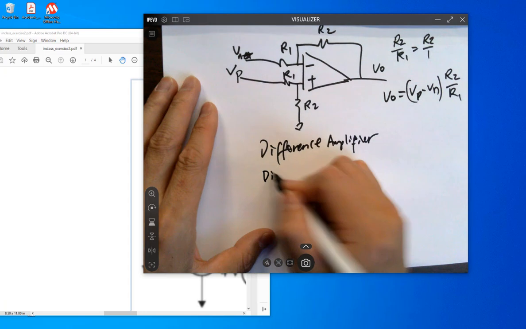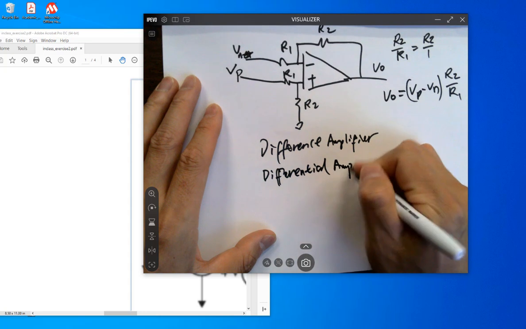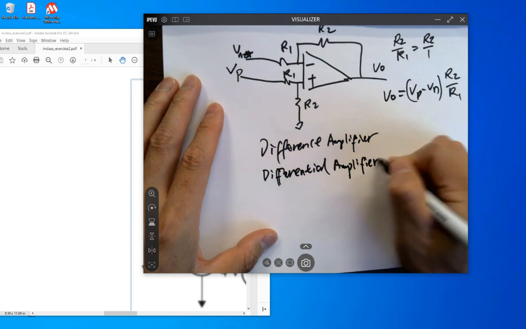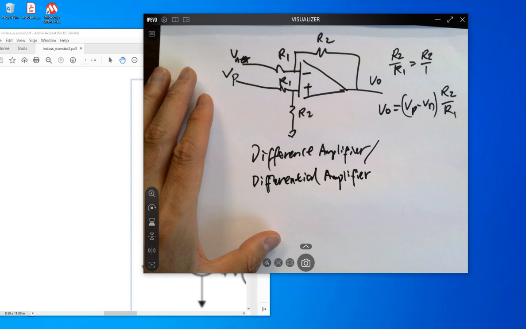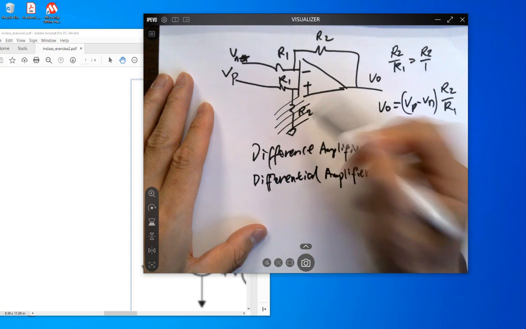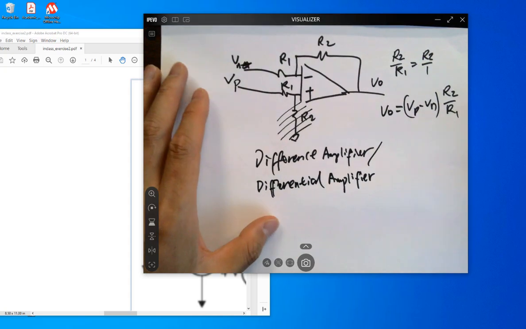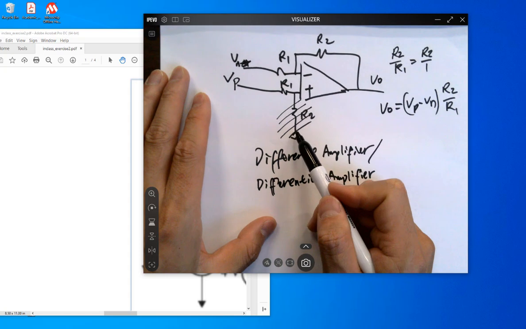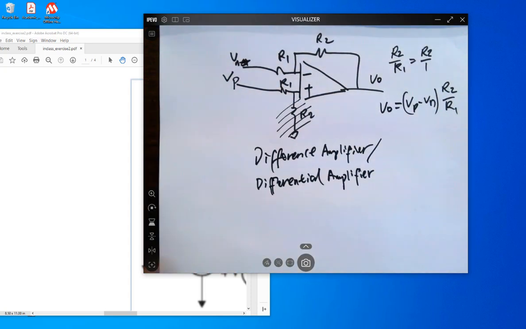Sometimes the name could be differential amplifier, but it's the same thing. They use these two names interchangeably. All right. If I remove this resistor, definitely it's not going to perform as good as the traditional configuration. But since we still have signals in the two terminals, what's the name of this amplifier though? What's the configuration?